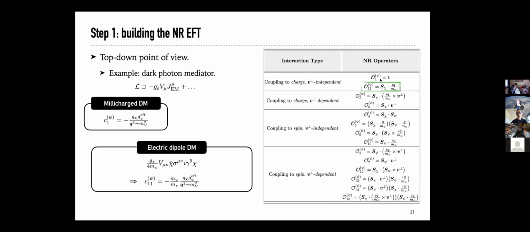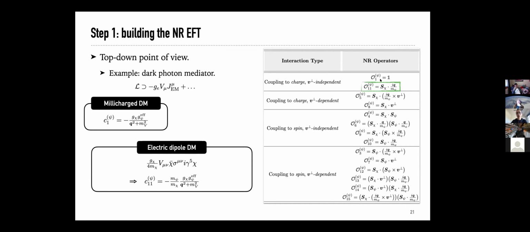So that brings me to the end of the first part. We have derived the non-relativistic EFT from the UV theory, a relativistic theory of dark matter. So now let me move on to the second part. From now on, we're going to forget about the concrete UV theories and just work with these effective operators.